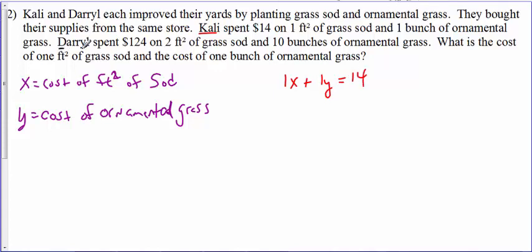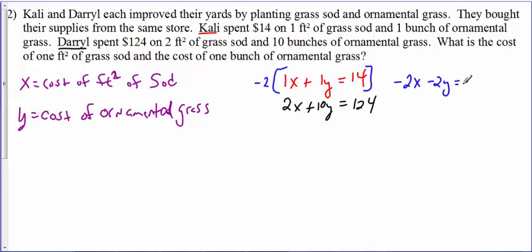And Daryl had 2 feet of sod and 10 bunches of ornamental grass for a total of 124. So what we're going to do is take the top equation, because they're both in standard form, so we're going to solve by elimination. We notice that we have 1x and 2x here. If I multiply the top one by -2, we come out with -2x minus 2y equals -28. And I'll just rewrite the bottom one, because we didn't have to do anything to it yet.